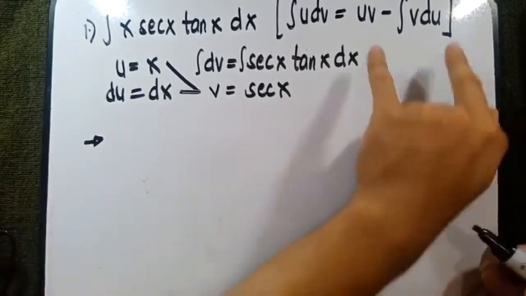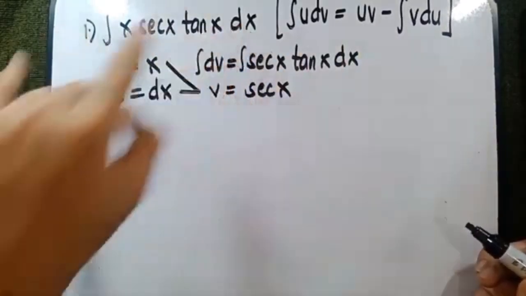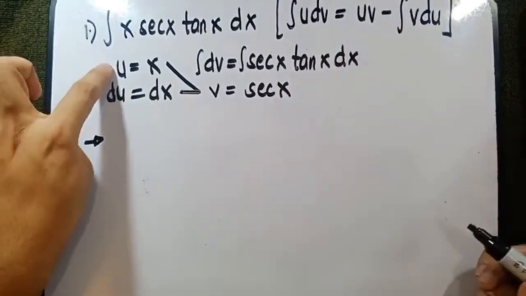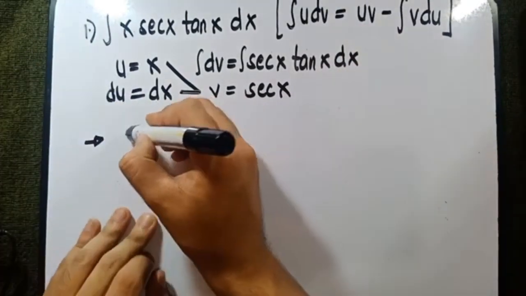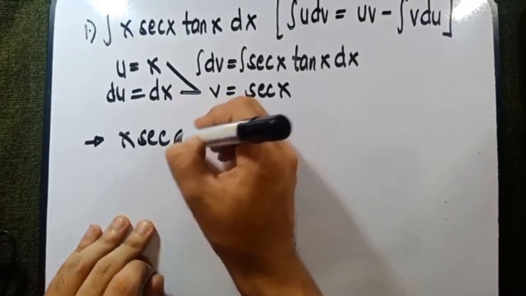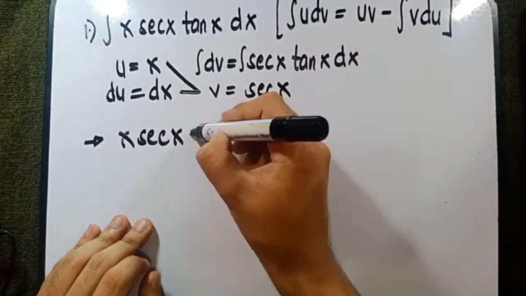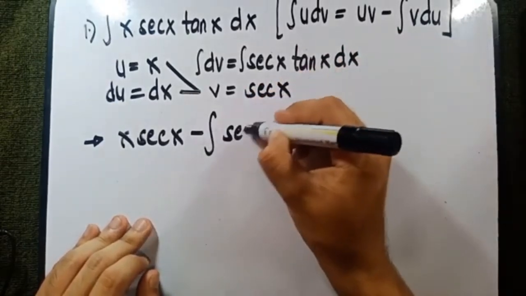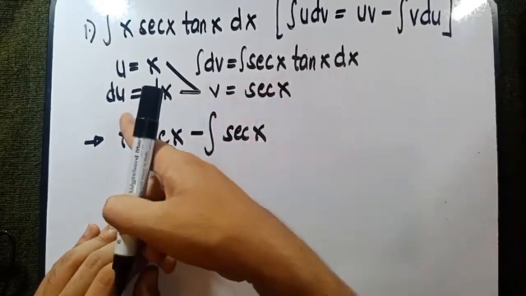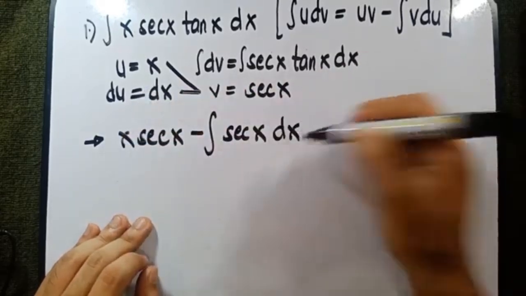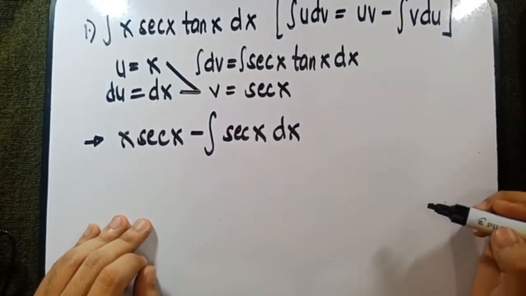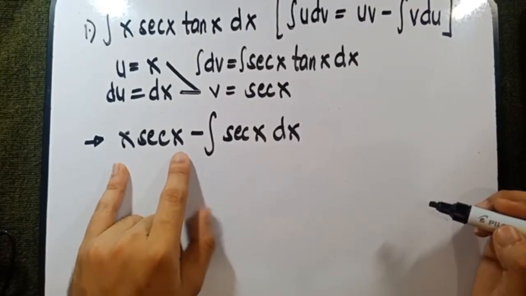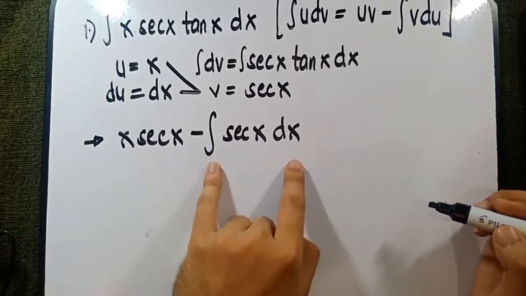Hindi na natin lalagay ito kasi hindi magkakasya eh. So, ito na tayo agad. So, uv, u multiply by v, that is x secant x minus integration v, secant x du, which is dx. Tama? Ngayon, hindi natin ito papakilaman kasi integrated na to eh. Okay, ito na lang i-integrate natin.